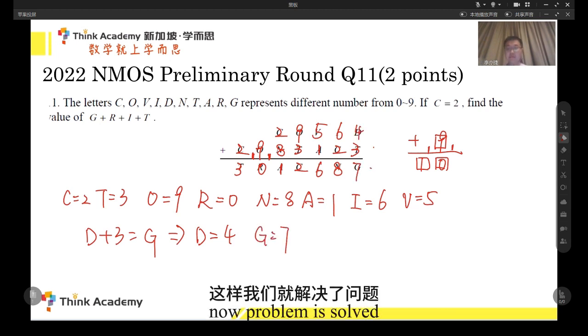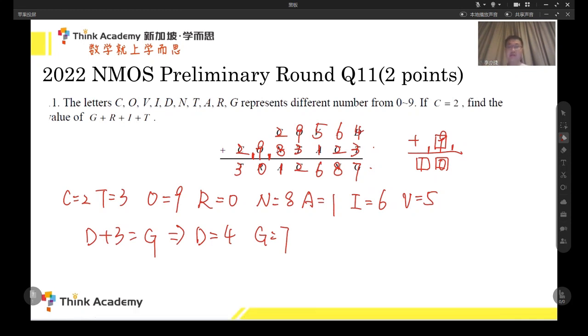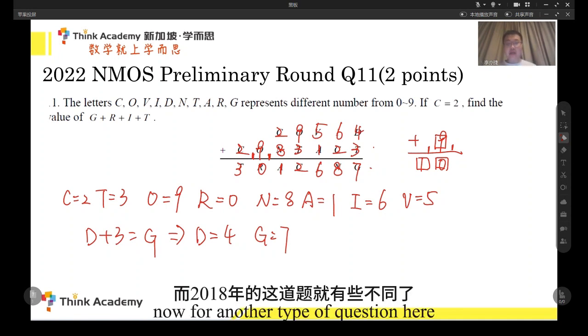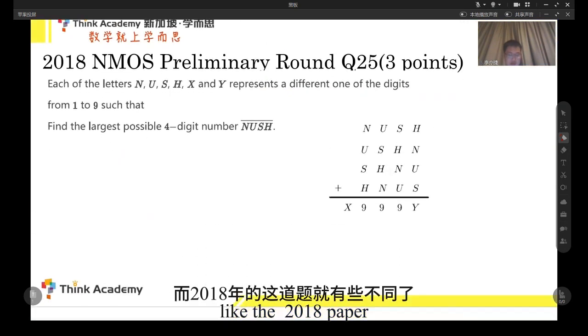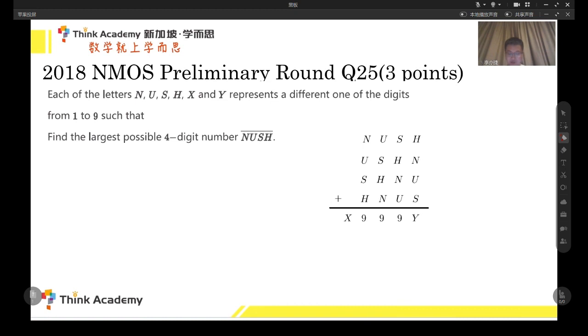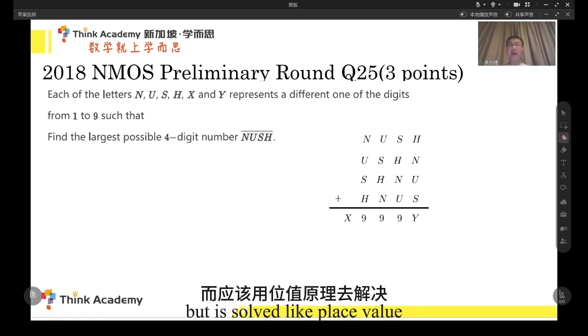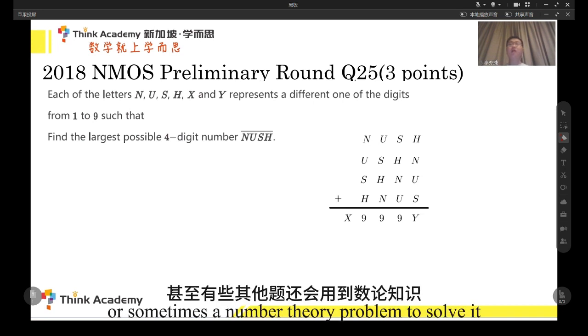Now, the problem is solved. So for this question, it's very important to think forward from the first digit and so on, and then we can have all letters solved, right? Now, for another type of question, like the 2018 paper, it's a 3-point question. So in this question, we should not only use the column itself, but use some place value or sometimes a number theory problem to solve it.